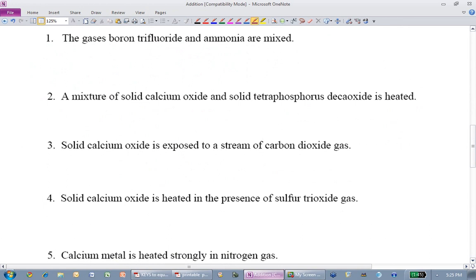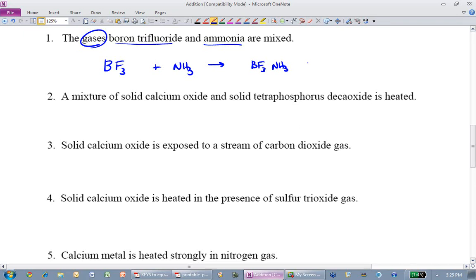Are you ready? First one out of the chute is a classic. This is my BF3. As I say, the gases, so you don't have to think about solubility rules. You just write down their formulas. 2 gases are reacting. And we're just going to squish them together like I drew a moment ago. So we make BF3NH3 and call it a day.